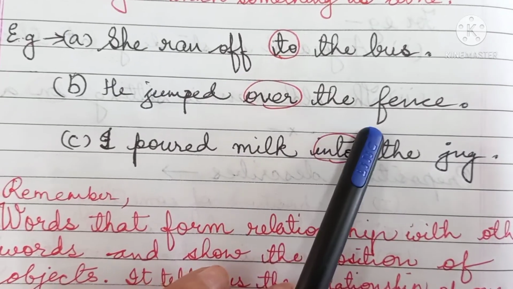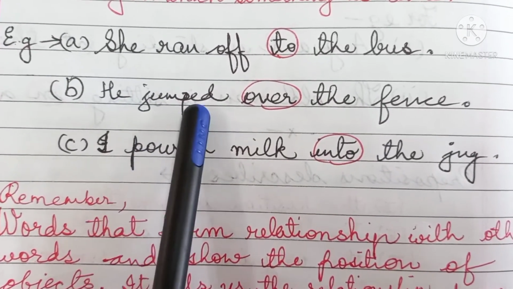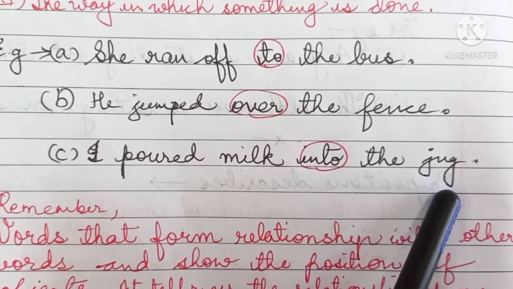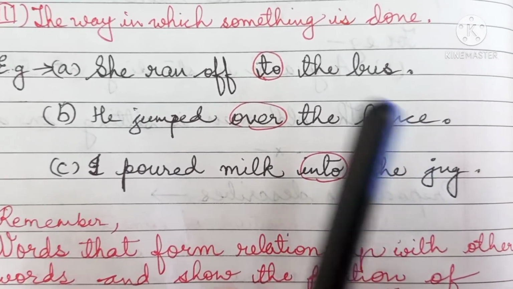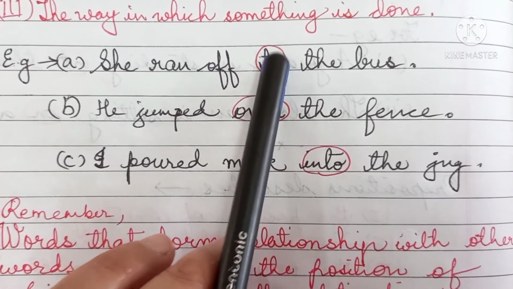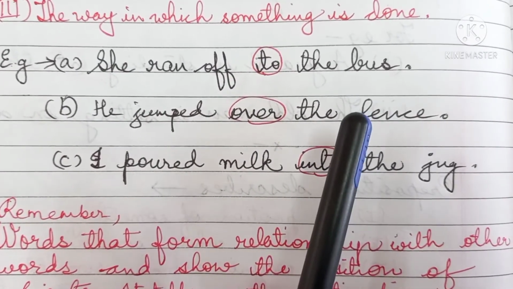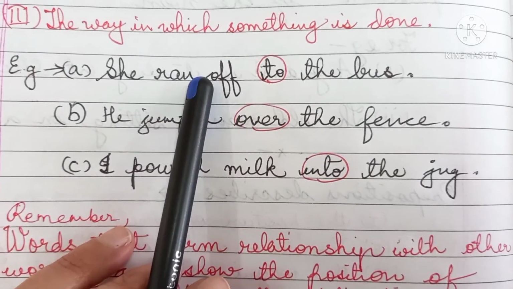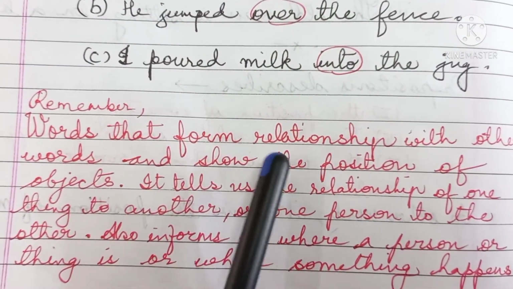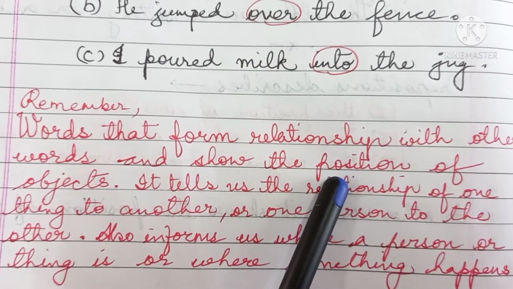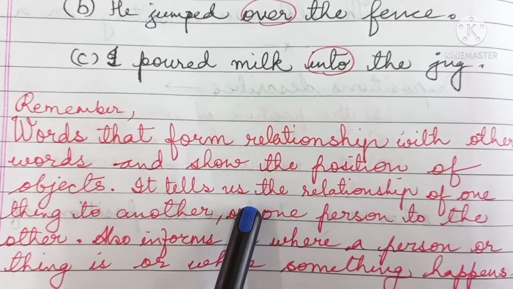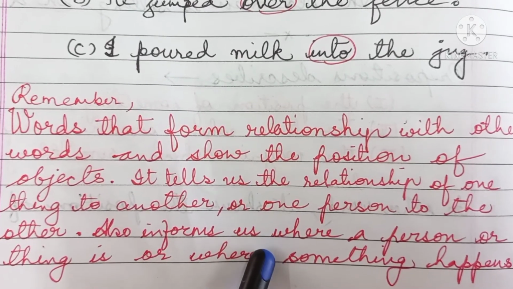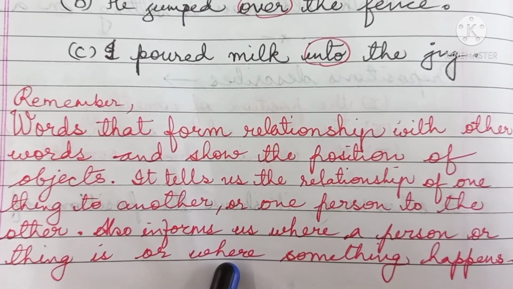He jumped over the fence. What did that person do? He just jumped over the fence. I poured milk into the jar. So a preposition also tells us about the way something is being done. We use prepositions like to, over and into to tell that something is being done in a particular manner. So students, remember the words that form a relationship with other words and show the position of the objects. Even it tells us the relationship of one thing to another or one person to another. Also it informs us where a person or thing is or where something happens.